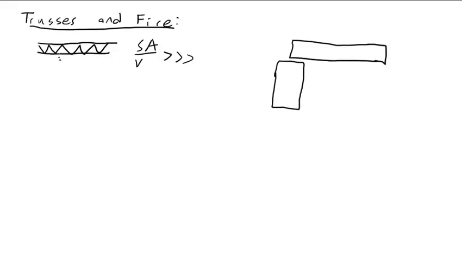But here's the thing with trusses. They have a very high surface area to volume ratio. This is a very low surface area to volume ratio. Fire can only interact at the surface of the object. It can't burn inside. So it'll take a very long time to burn through.